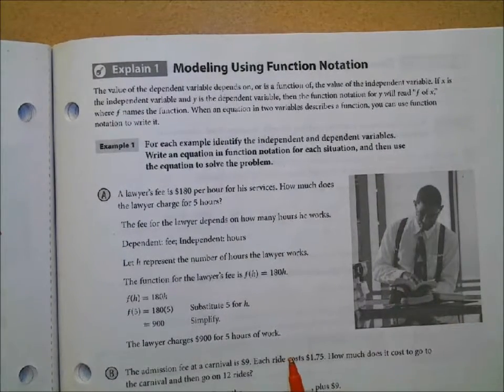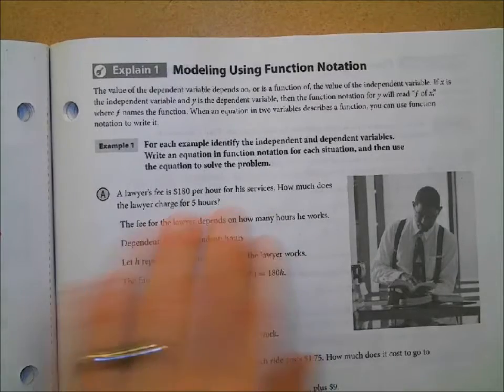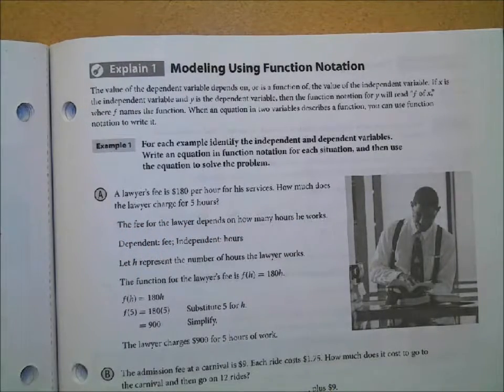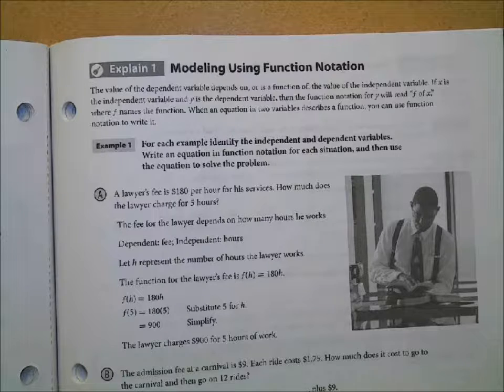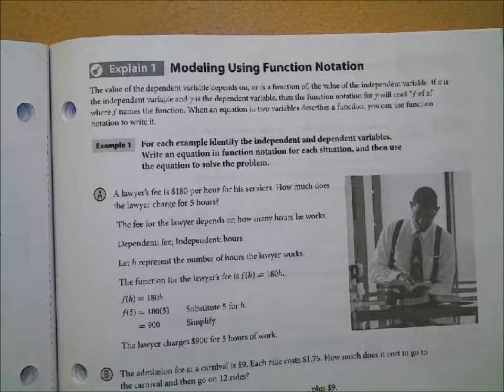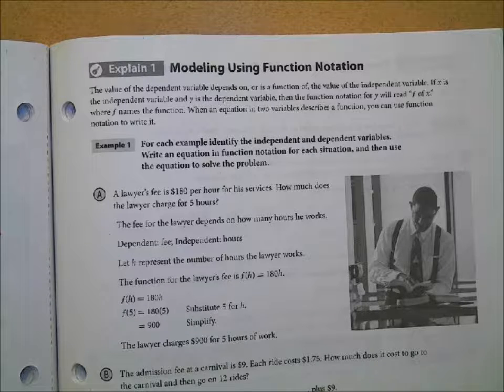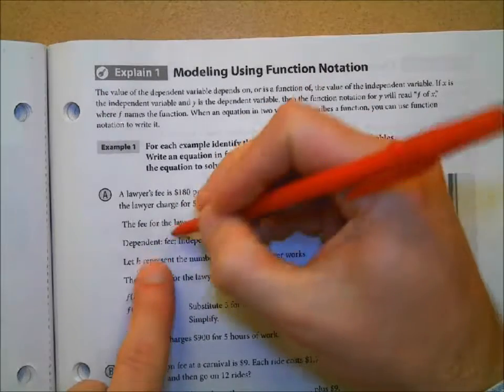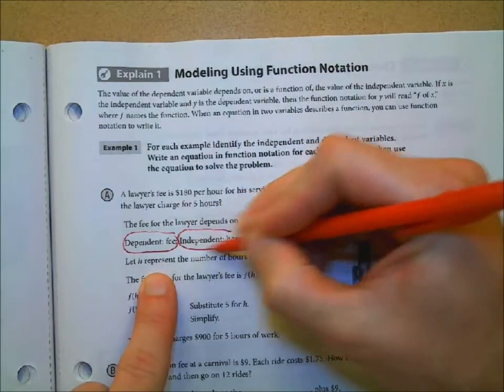Okay? So, what is independent and what's dependent here? What depends on what else here? What's the sentence we could say here? What depends on what here in this situation? A lawyer's fee is $180 per hour for his services. How much does a lawyer charge for 5 hours? So let's go to Matt. What do you say? Okay, so the fee depends on the hours that he works. And it says it right here: dependent, fee; independent, hours.